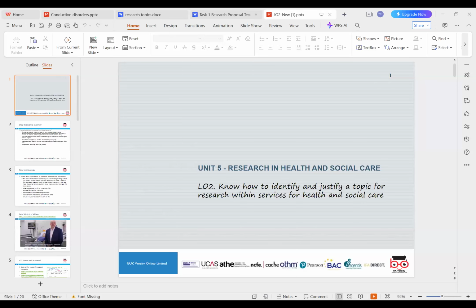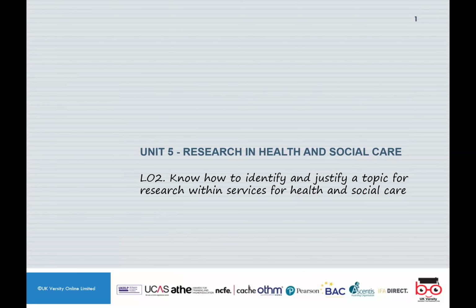Now, coming towards our next learning outcome. So this is unit 5 again. We are talking about research in health and social care. The second learning outcome is how do you identify and justify a research topic within services for health and social care? Now, that's the biggest question today. Identifying a research topic might be easy for some, it might be hard for some others, but the hardest bit, I would feel, is to justify your research topic. So how would you do that?